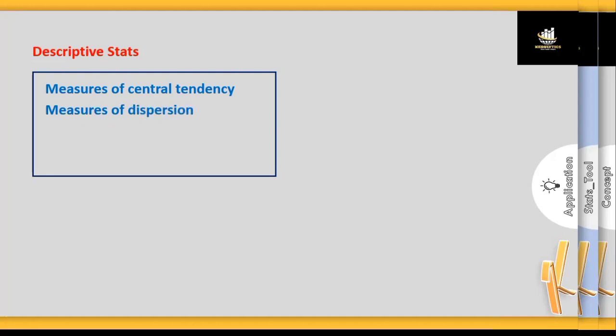Another descriptive task that is performed is the measures of dispersion. The measures of dispersion just help us to see how the variables or the data points we have differ from one another. So we can have statistics like standard deviation, variance, range, quartile ranges, and all that.